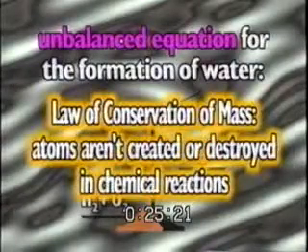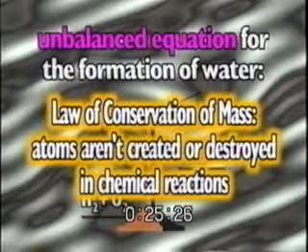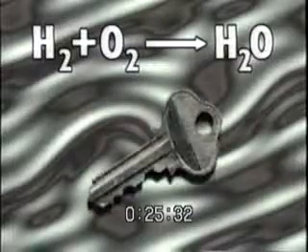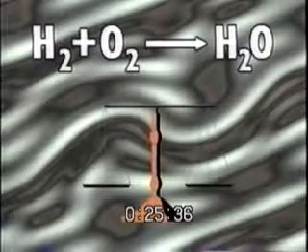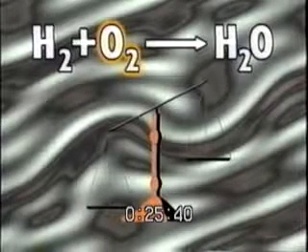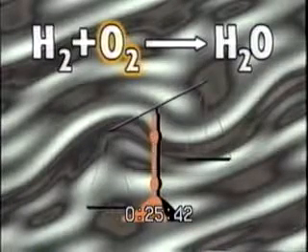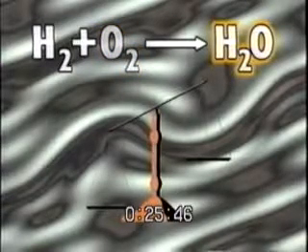The law of conservation of mass says that atoms aren't created or destroyed in chemical reactions, so this equation violates the law. You see, the key to this balancing equations thing is to keep the proportions of the molecules on each side of the equation. O2 consists of 2 oxygen atoms, so we have to make sure both atoms are present and accounted for in the product on the right side of the equation.